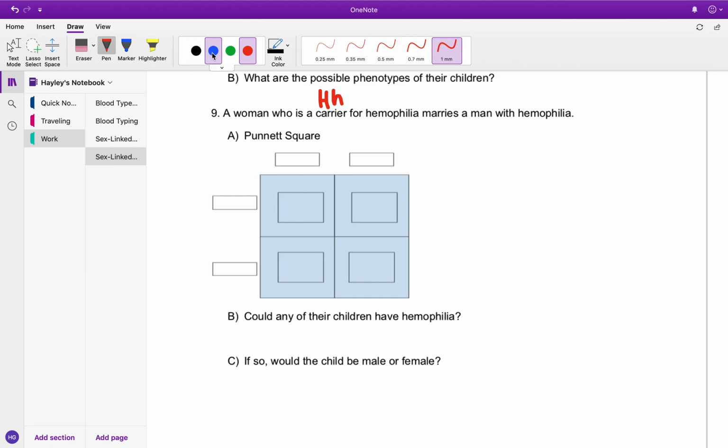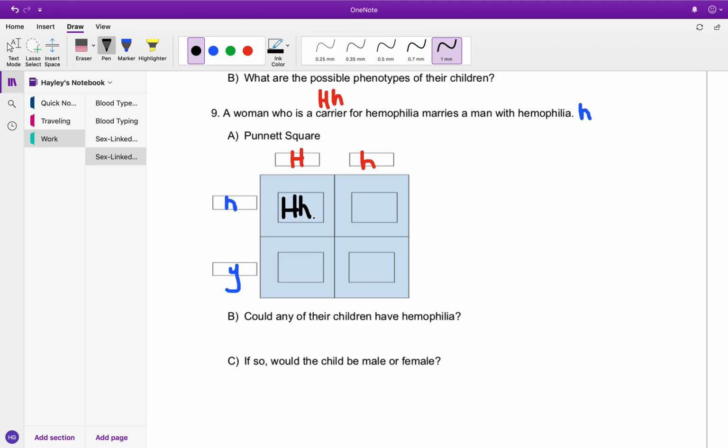And then she's marrying a man with hemophilia. So that means that he is going to be little h, no matter what. So we're going to put that in the Punnett square. He is a little h. And we're going to put that Y in as the placeholder. And then we're going to put that mom up here. So then we'll do the cross for the children.